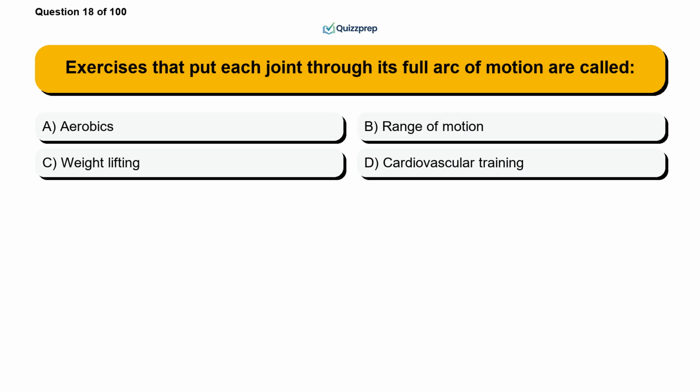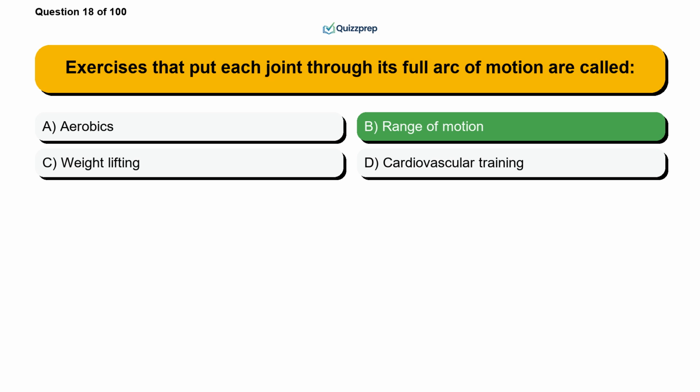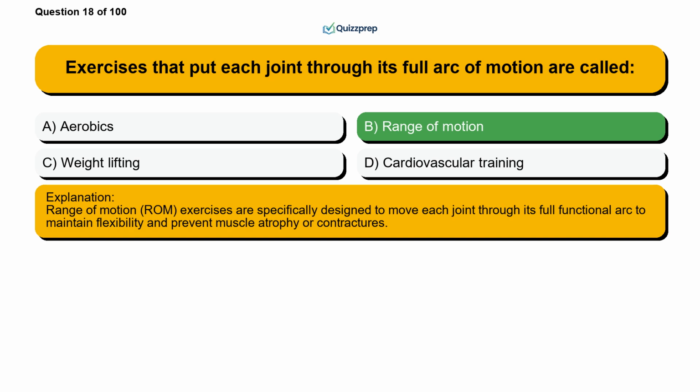Question 18. Exercises that put each joint through its full arc of motion are called: Option A. Aerobics. Option B. Range of motion. Option C. Weightlifting. Option D. Cardiovascular training. The correct answer is option B. Range of motion. Range of motion, ROM, exercises are specifically designed to move each joint through its full functional arc to maintain flexibility and prevent muscle atrophy or contractures.